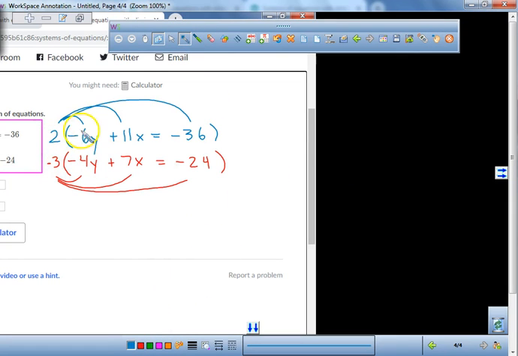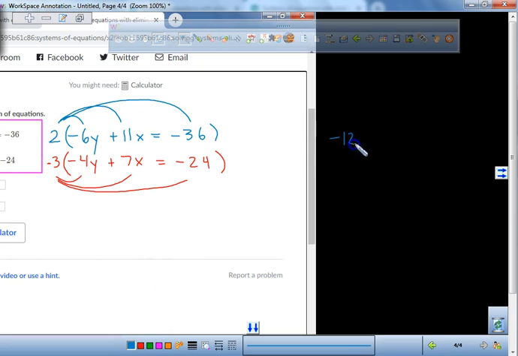So here we go. What's 2 times negative 6? Well, that's easy. That's negative 12. And what's 2 times 11? Well, that's easy. That's 22. And what's 2 times negative 36? Well, that's easy. That's just negative 72. Now, what's negative 3 times negative 4? That's a positive 12y. And what's negative 3 times 7? That's negative 21x. And what's negative 3 times a negative 24? That's a positive 72.